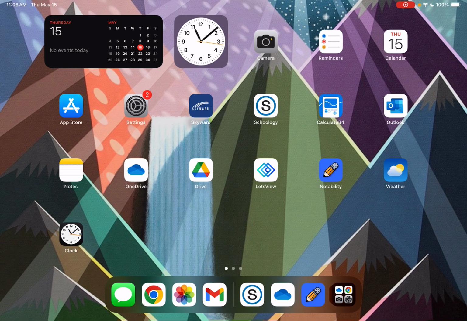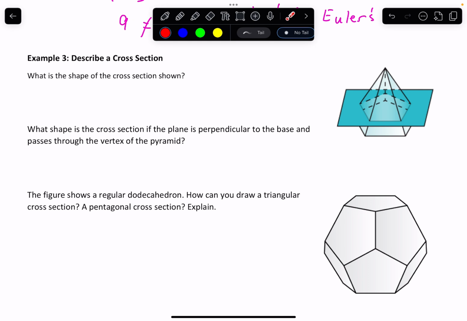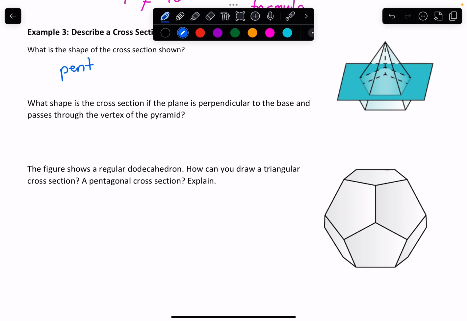We can work on some cross-section problems, right? Here I have a pyramid, and it appears to be a pentagon pyramid because the base is a pentagon. And we want to know the cross-section shape. Where this blue plane intersects the pyramid, we've got a pentagon-shaped cross-section. So when it asks what is the shape of the cross-section, we'll just write a pentagon. But then we also have to do some imagining because sometimes we won't have such a specifically clear drawn picture.